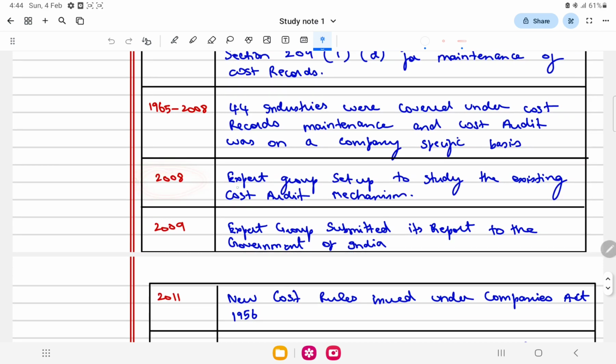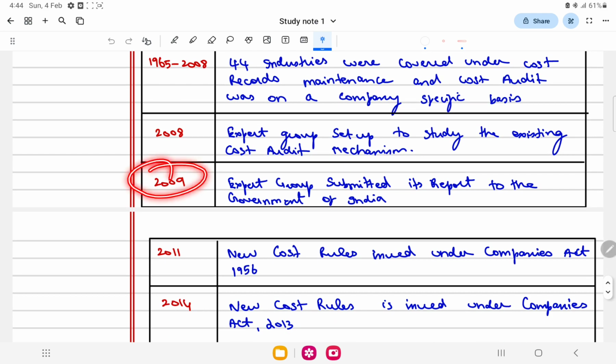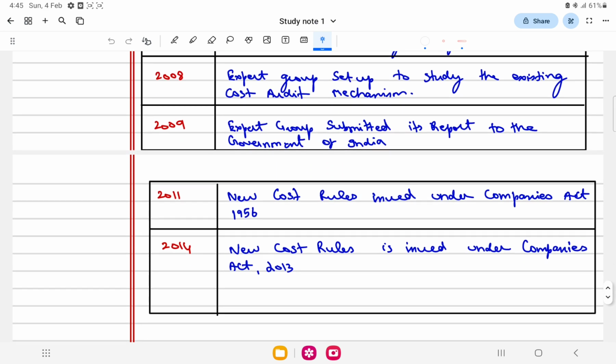Then in 2008, an expert group was set up to study the existing cost audit mechanism. And in 2009, the expert group submitted its report to the Government of India. And in 2011, the new cost rules were issued under the Companies Act 1956. And in 2014, amended new cost rules were issued under Companies Act 2013.